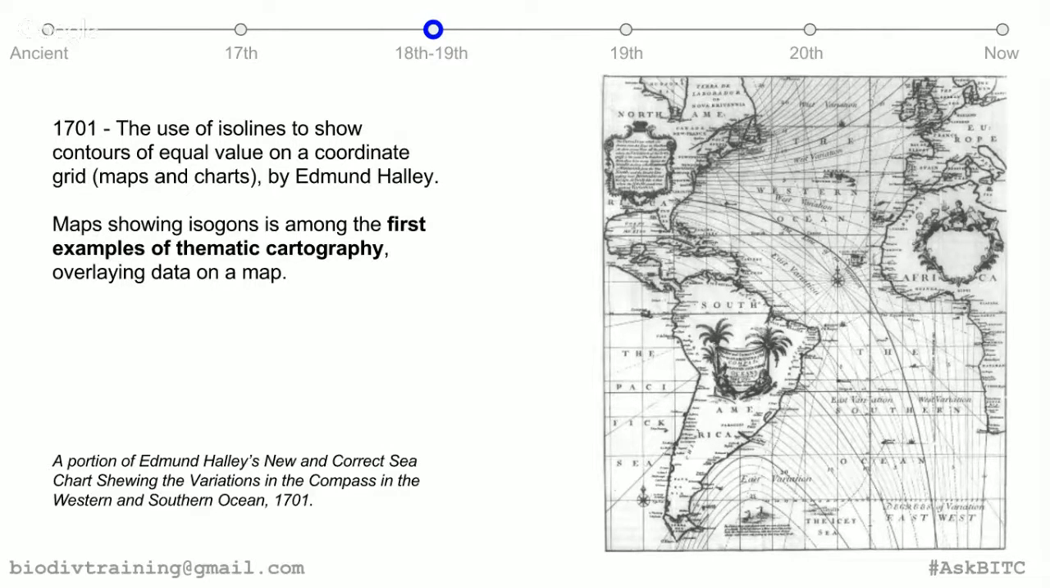For example, the contours or isolines to show equal value, lines of equal value on a coordinate grid. In fact, maps showing isogons are among the first examples of what's currently known as thematic cartography, which is overlaying data of any nature on a map.